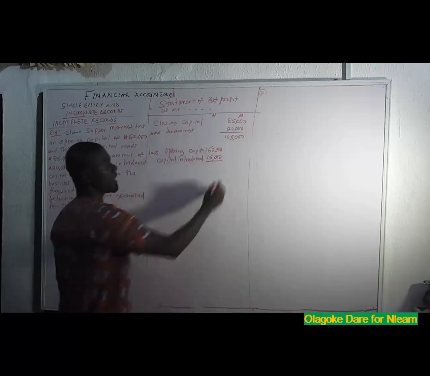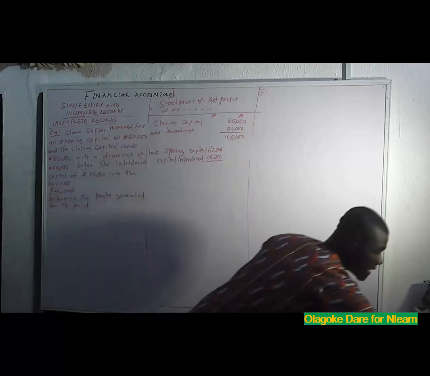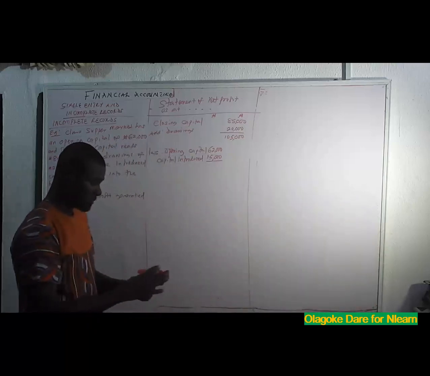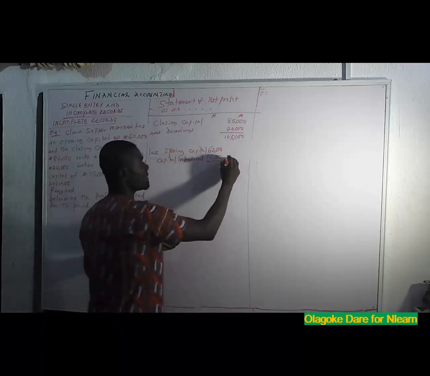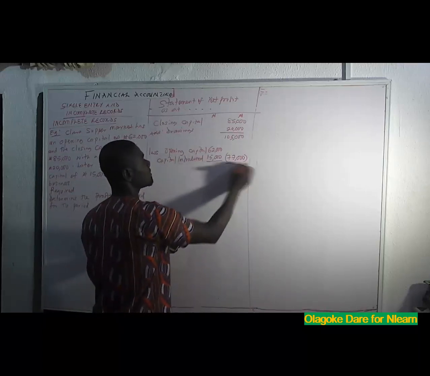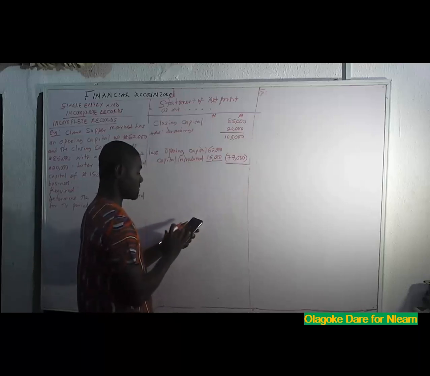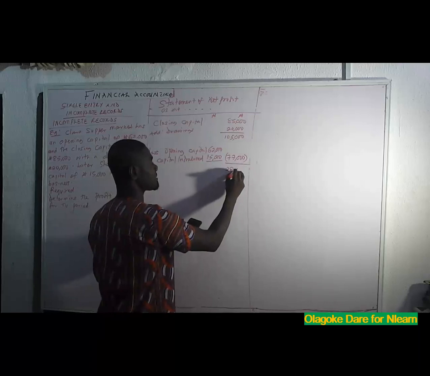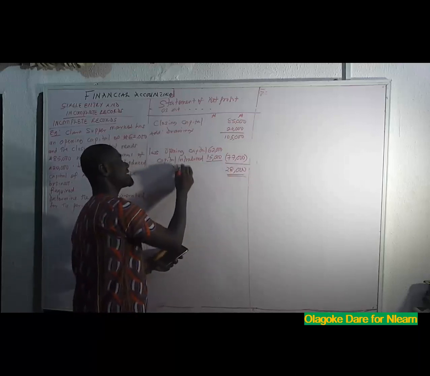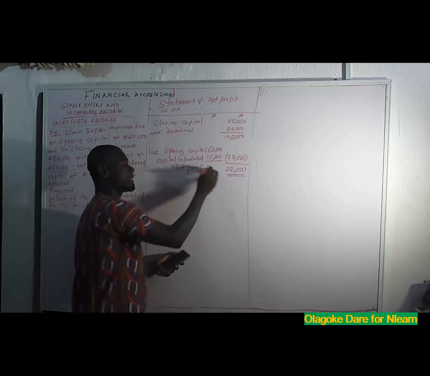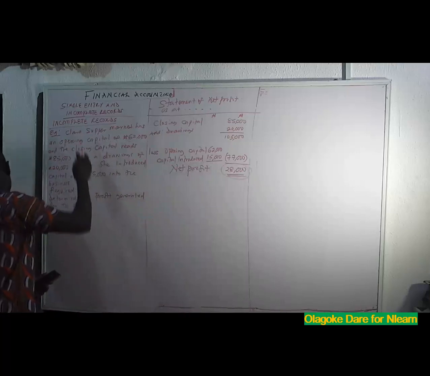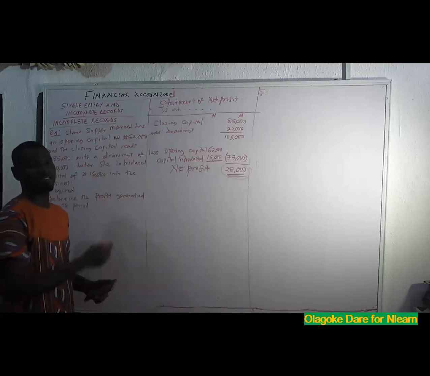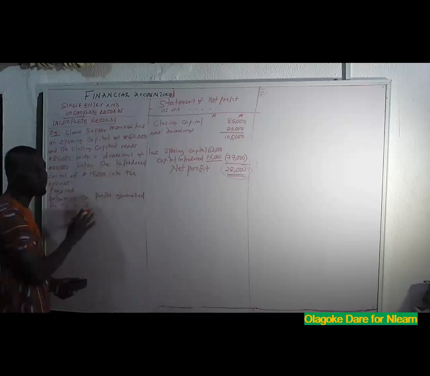So let's get the total value. We have 62,000 added to 15,000, we have 77,000. Let's remove it from 105,000. So we have 28,000 there. So 28,000 is the net profit of the supermarket. Why? Because we don't have information related to sales, expenses, and the likes. So this is an incomplete records question.